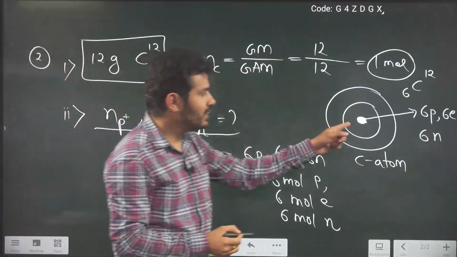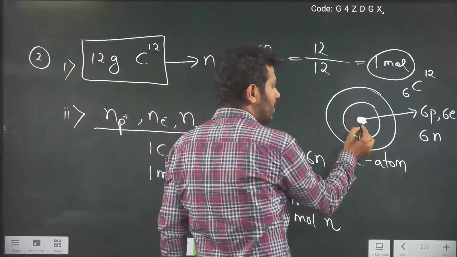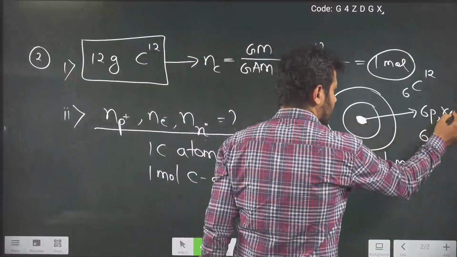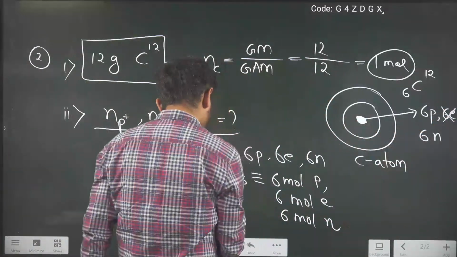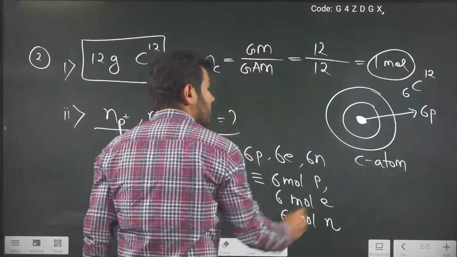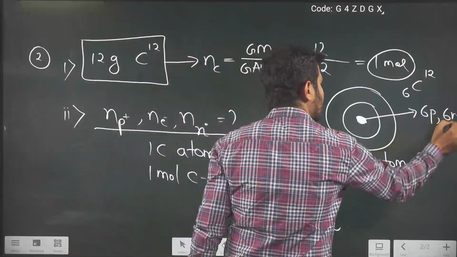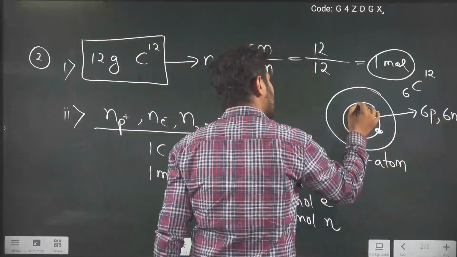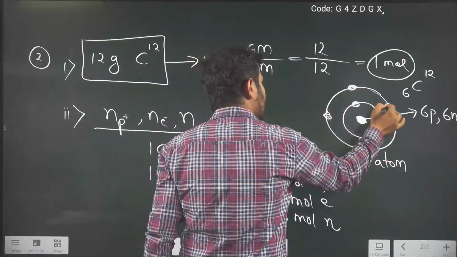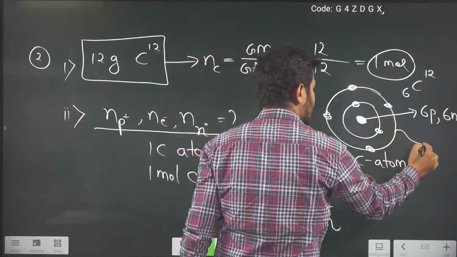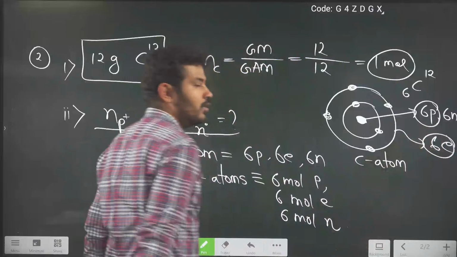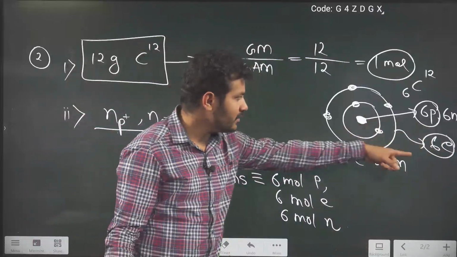We know that in a single carbon atom, what we will have? The nucleus will be there that contains protons and neutrons. So 6 protons, 6 neutrons, and outside we will have 2 electrons in the K shell and 4 electrons in the L shell. So total how many electrons are there? 6 electrons, because the number of protons and electrons will be the same. So one single carbon atom contains these many particles.